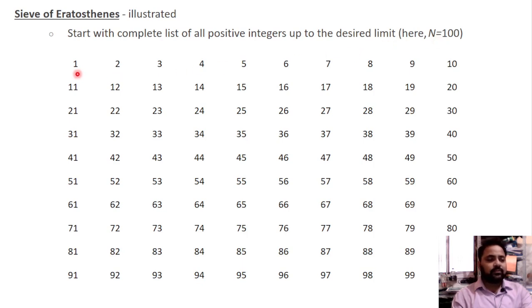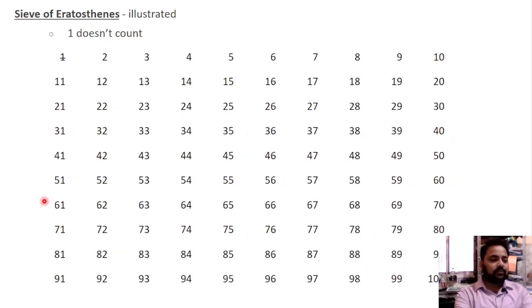These are the numbers 1, 2, 3, 4, 5 up to 100, and starting with prime, not including 1. Here we are not including 1, so we have to remove 1, and thereafter start the counting by the multiples of the prime numbers.